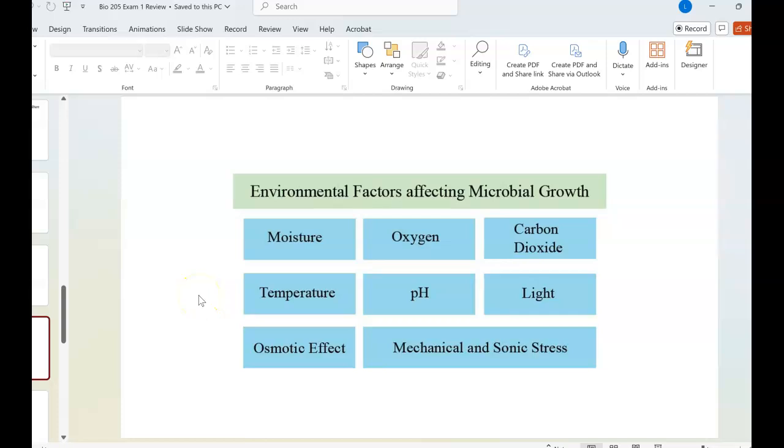Now, all bacteria are going to have their optimal conditions. All bacteria are going to need water. They're all going to want to have a certain temperature, oxygen level, also pH, just like we have our optimal environment. So we started talking about some of those physical factors.